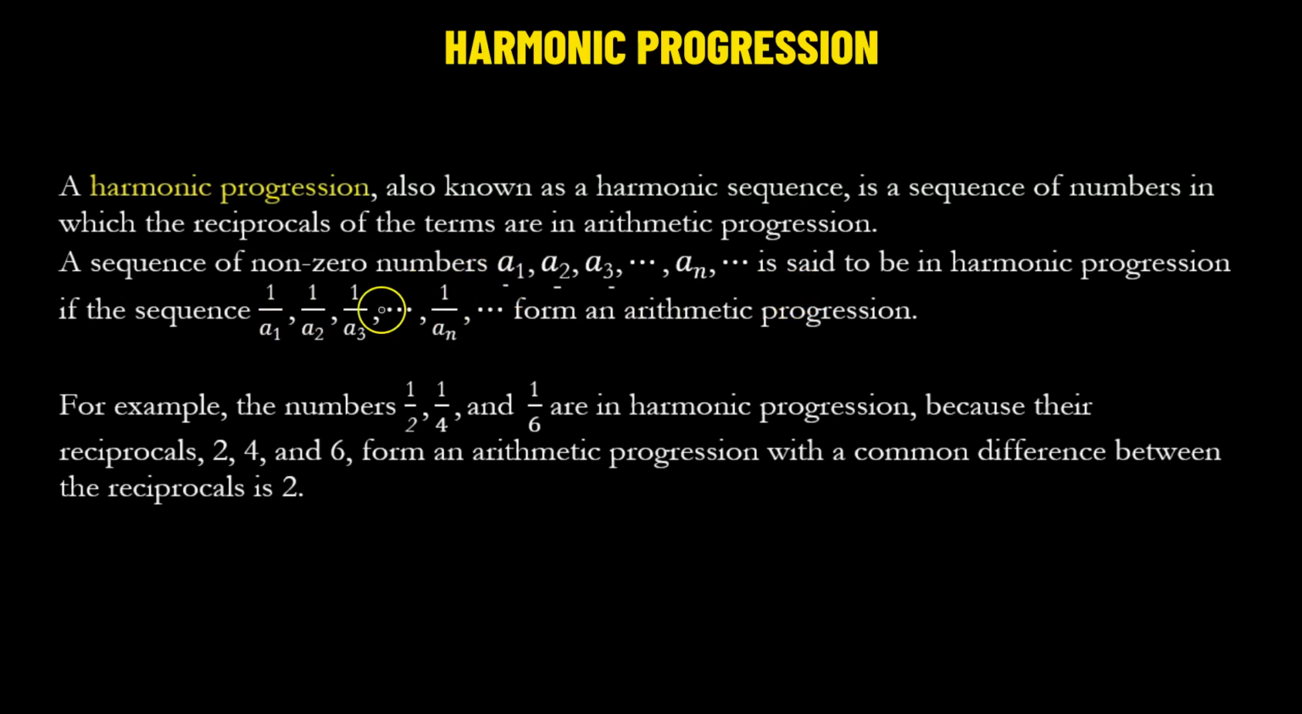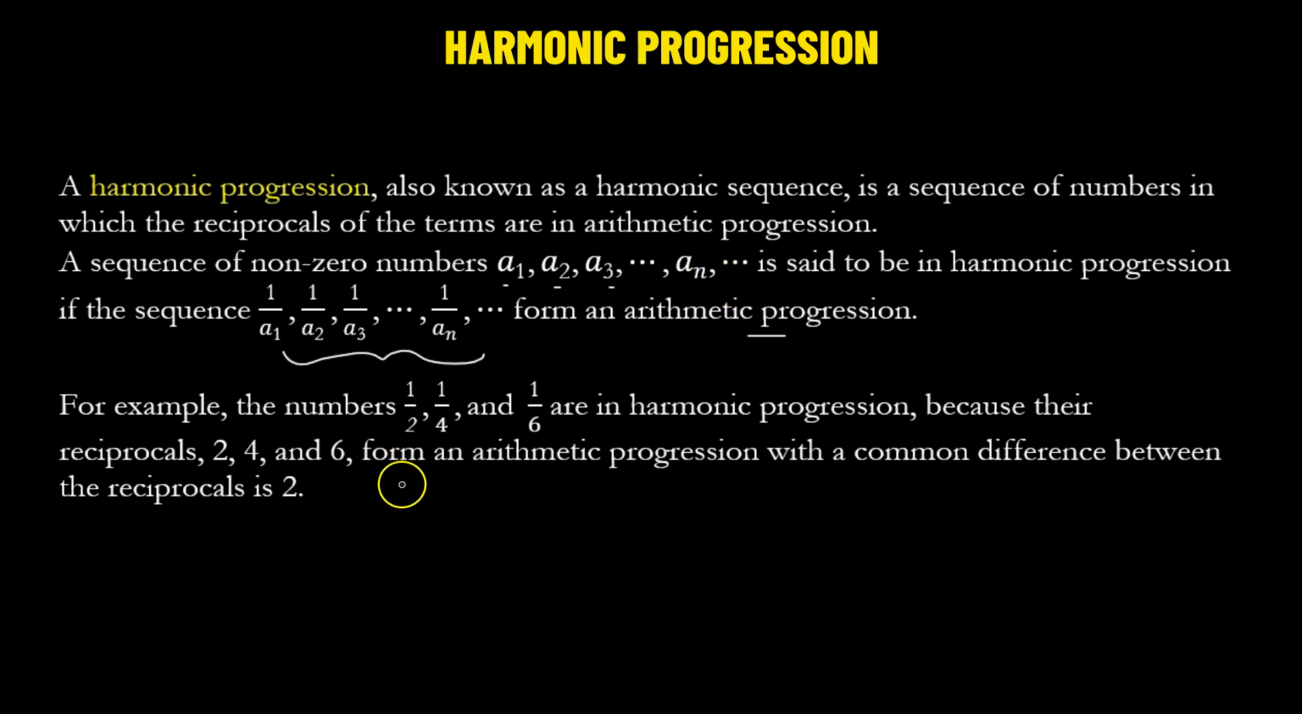So the first term, which is a1, its reciprocal will be 1 over a1. Then the reciprocal of the second term, a2, will be 1 over a2. So when you form the new sequence, if the new sequence is an arithmetic progression, then we immediately say that a1, a2, a3, all the way up to the nth term, are going to form a harmonic progression.